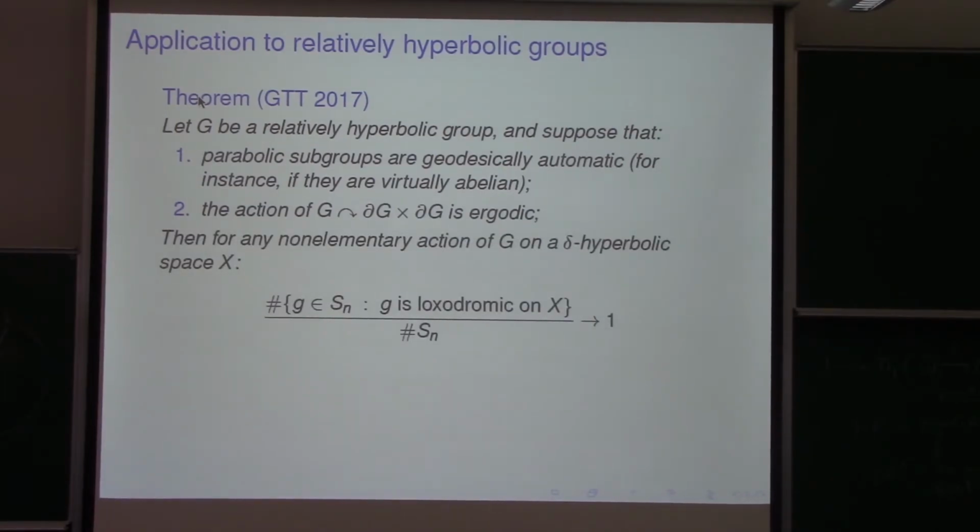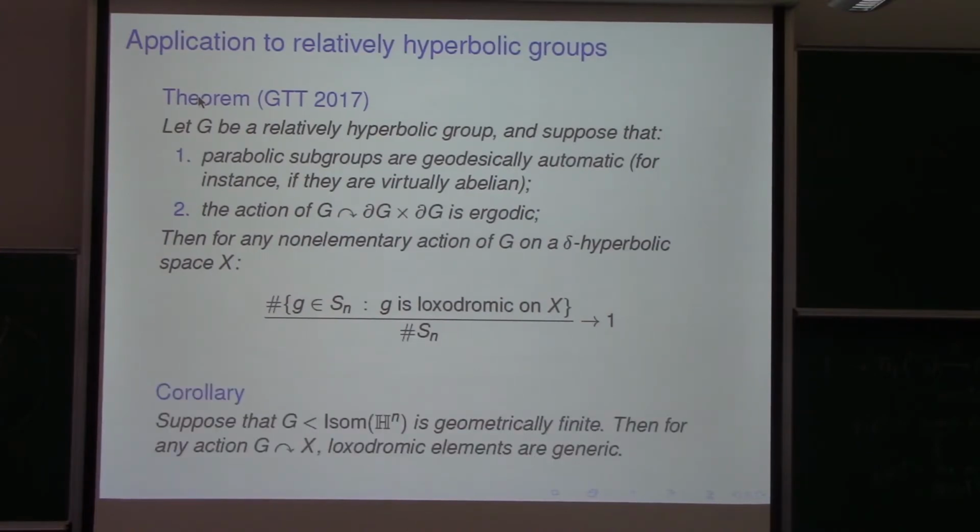But in any case, once you have these two conditions, then for any non-elementary action of G on a delta-hyperbolic space, again, you have genericity of loxodromics. In particular, a nice class that we are probably interested in is geometrically finite Kleinian groups. If you have a geometrically finite group of isometries of a good old hyperbolic space, then for any action, no matter how complicated it is, as long as it's a non-elementary action, you have this genericity of loxodromics.